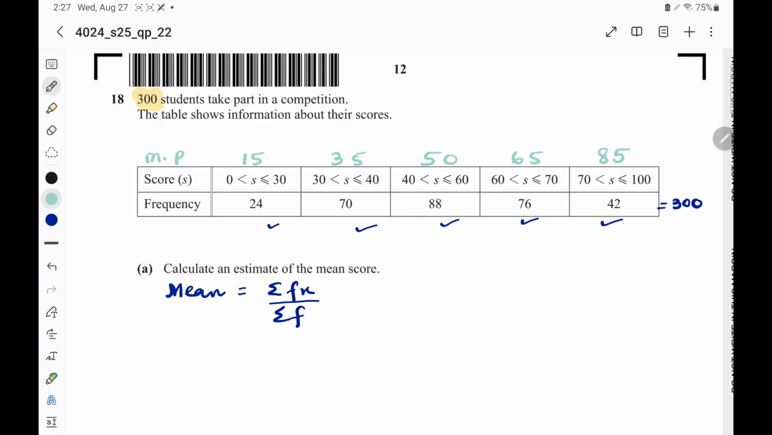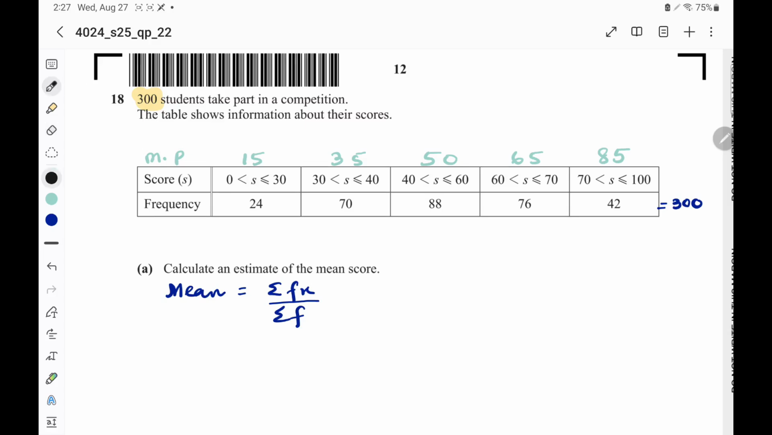What do you do? You just add 100 plus 70 and then divide by 2, and you will get 85 there. All right, so this is the way we find the midpoint, by adding the two numbers together and then dividing by 2. Now we are going to calculate the sum of fx.